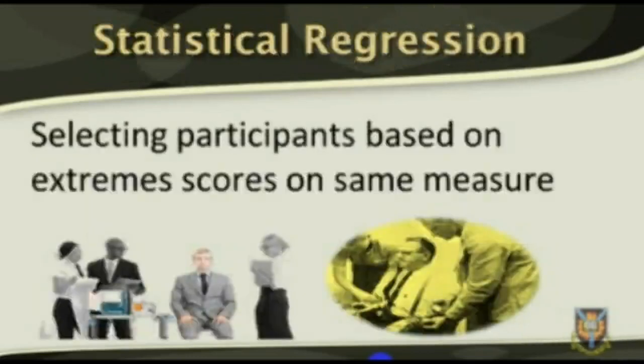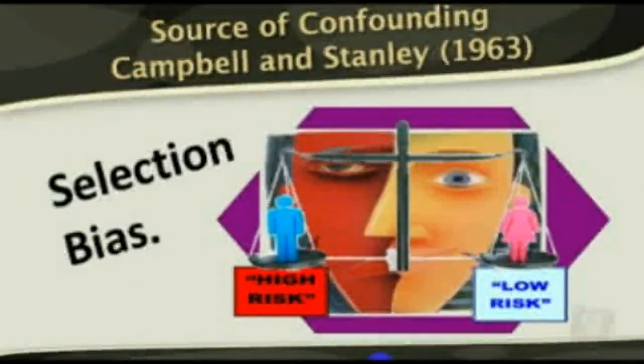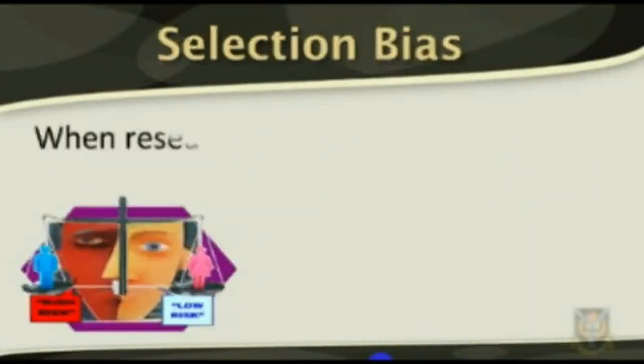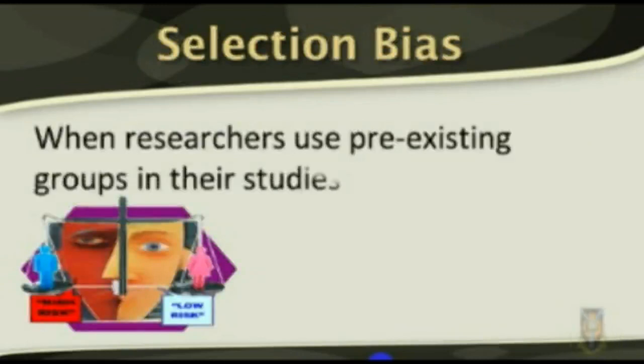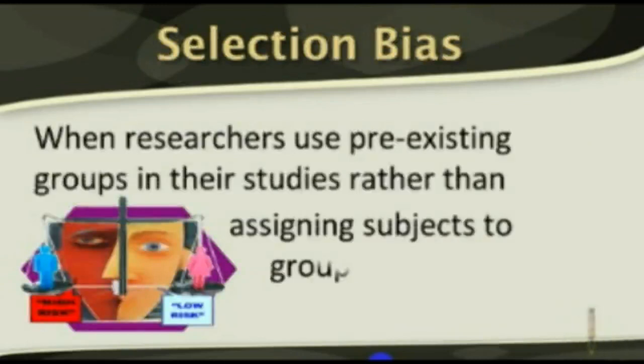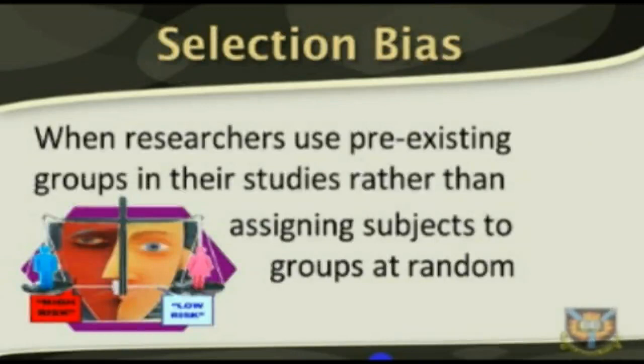Number 6. Selection bias. Selection bias threatens internal validity because subjects may differ initially in ways that affect their scores on the dependent measure. Any influence of the independent variable on scores cannot be separated from the effect of the pre-existing bias. This problem typically arises when researchers use pre-existing groups in their studies rather than assigning subjects to groups at random.